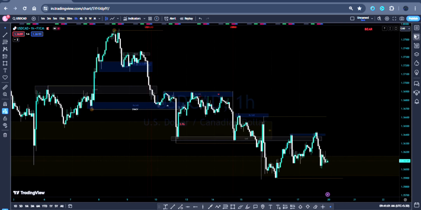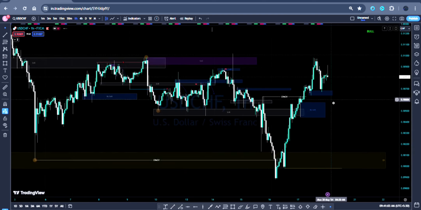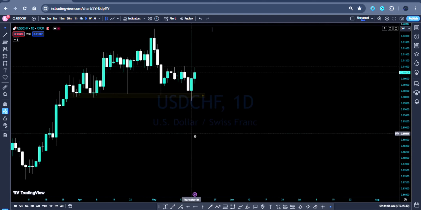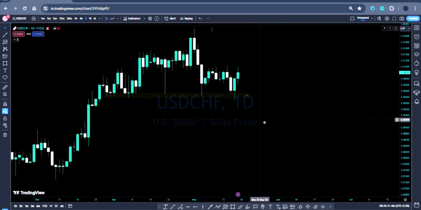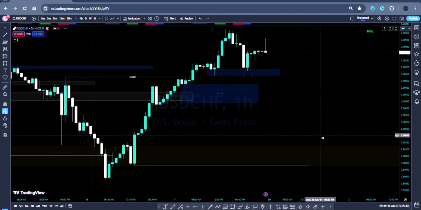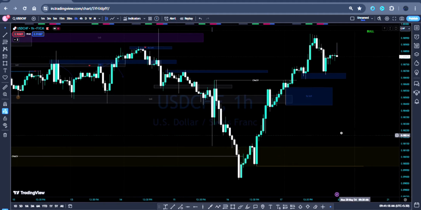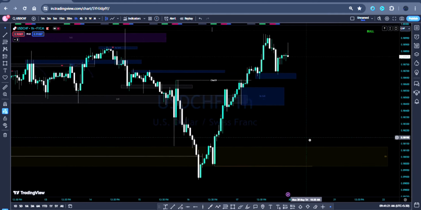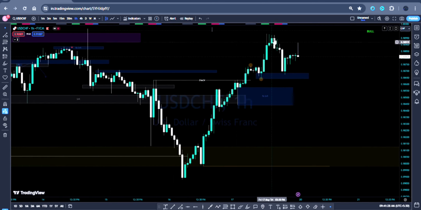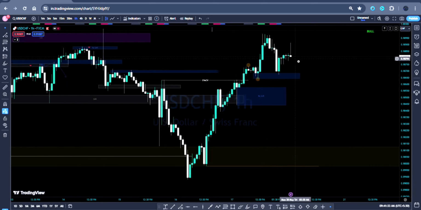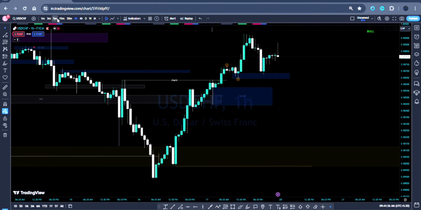Let's move to the USD CHF. On daily, it's looking quite bullish. This is the support, daily support, and a strong bullish candle formed. So this was on the bull side. As you can see here, this was the BOS. So it extended a lot and rejection from the upside came here, so we can look for a pullback trade.